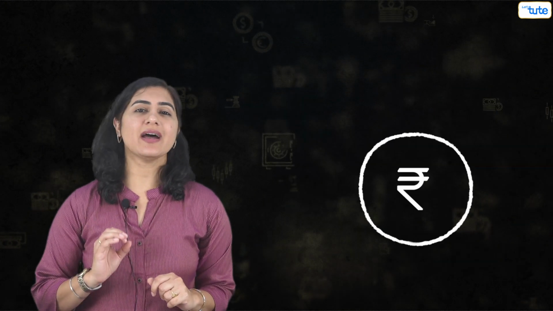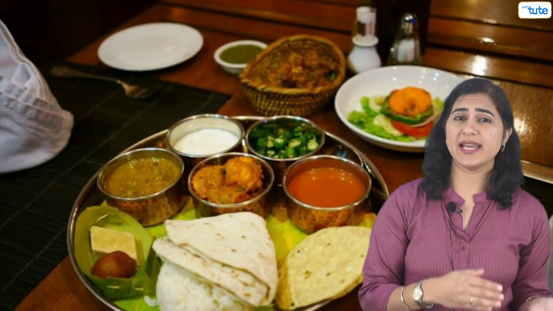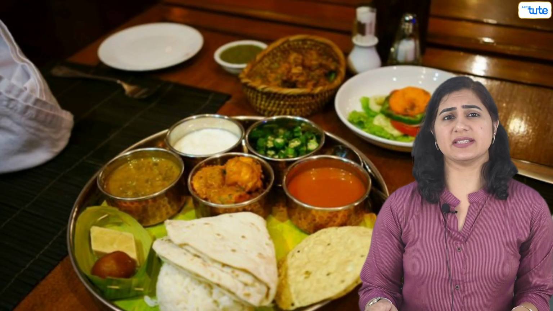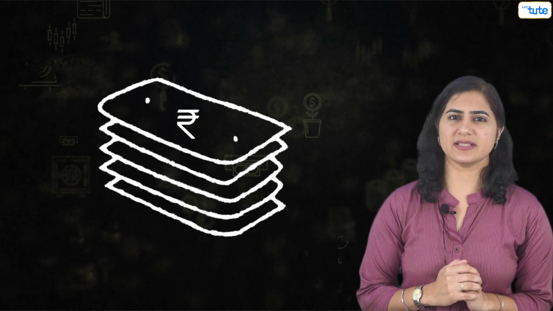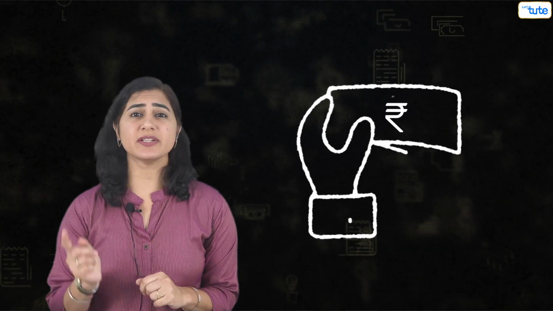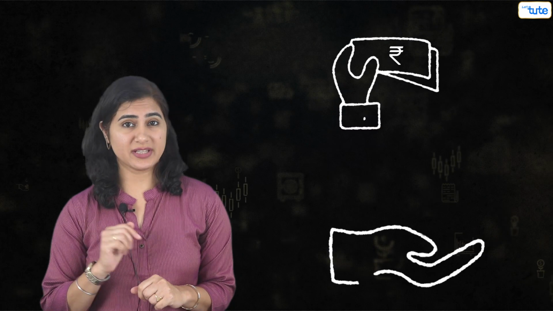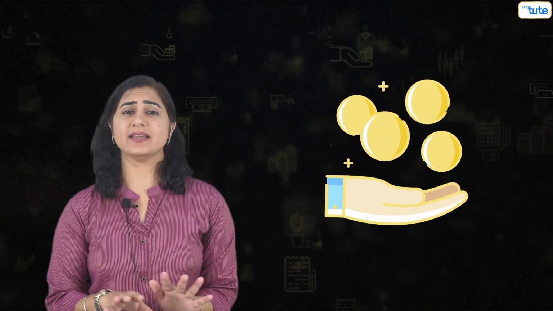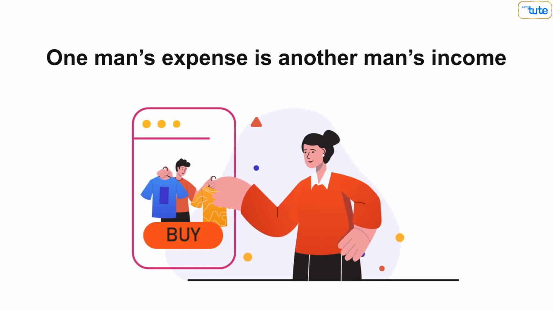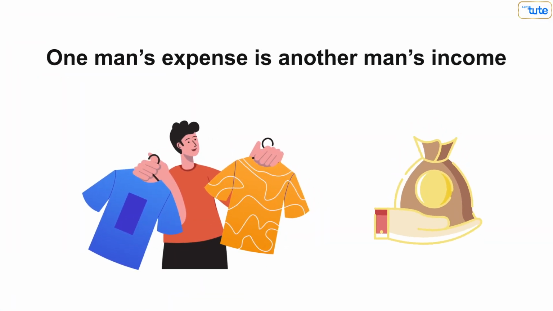So when we pay for goods and services, we are incurring expense. In our daily life, we incur a lot of expenses every day, from our morning tea to going to school or office to our lunch and dinner. For all of this, we are incurring expenses. But what about the person who is receiving it? For the receiver, he is earning income. So basically, in simple terms, one man's expense is another man's income.